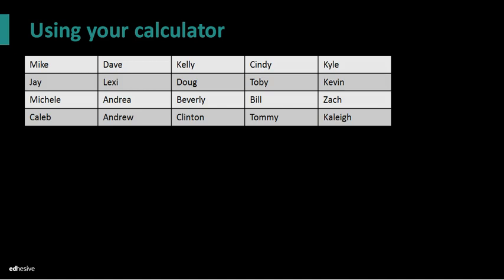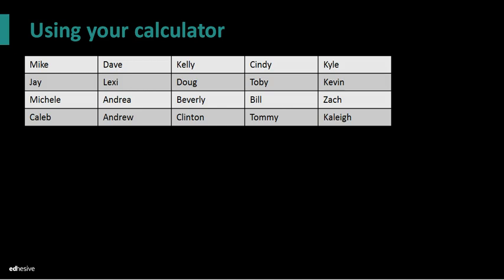So 4 by 5 here, so 20 total students. Let's just say this is my population. I've got 20 students, and I want to select a sample of 5 of them. How do I use my calculator for this? And then we'll show you how you use what's called a random number table.